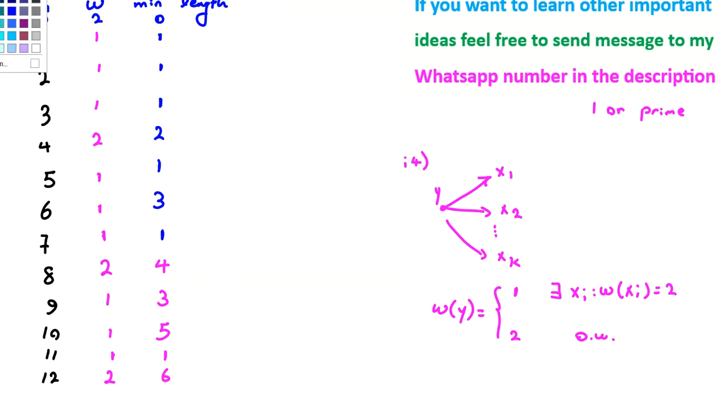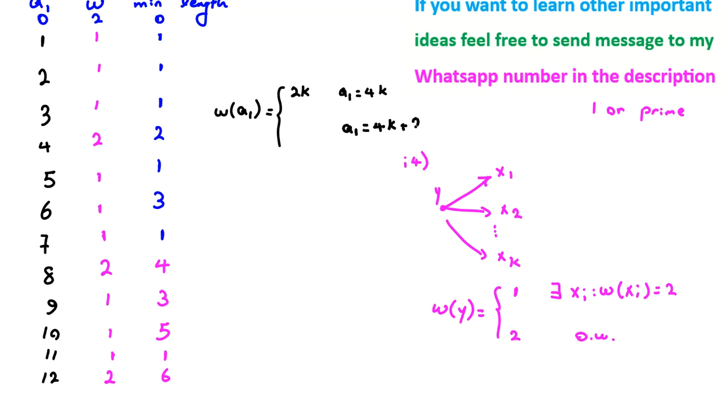Now we can guess something by considering these numbers. W of, for example, A1 is what? Or any AI. If A1 is 4K, like 4, 8, can you guess it's what? It's 2K. If A1 is 4K plus 2, like 6 is 3, 2 is 1, and 10 is 5. If you divide by 2, 2K plus 1, and for other cases, we want to prove something.